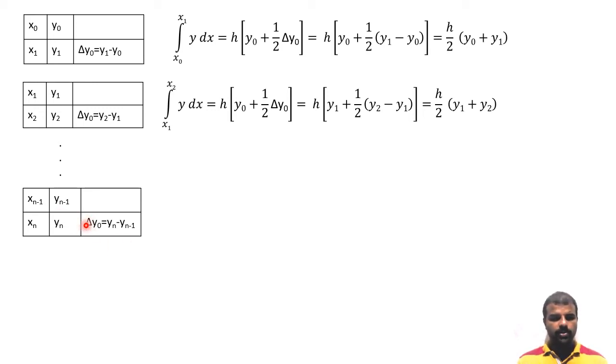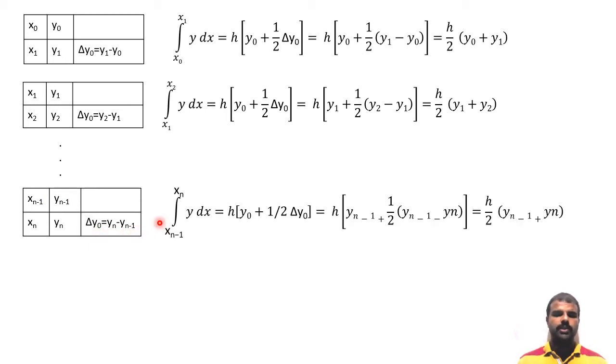So here we are going to calculate the difference. The difference is this quantity minus this quantity. So that is delta y0 is equal to yn minus yn minus 1. So from this I can calculate the definite integral, integral from xn minus 1 to xn of y dx, equal to the basic formula h into y0 plus half delta y0.